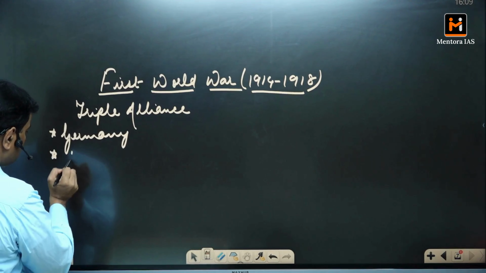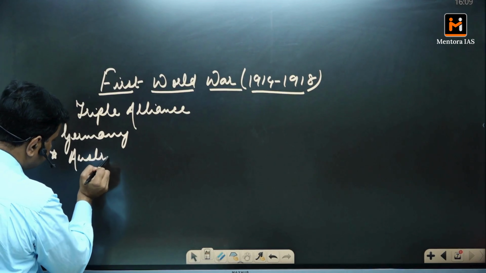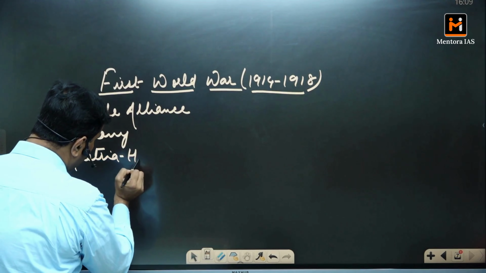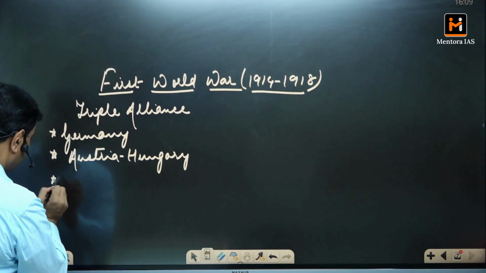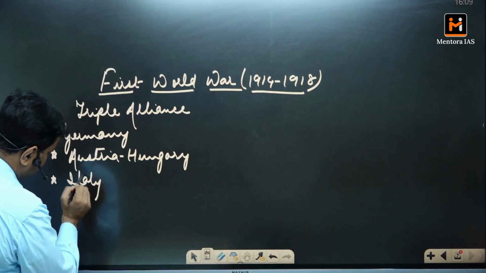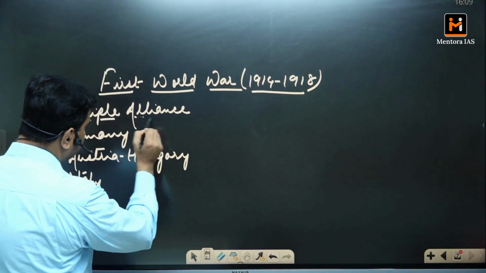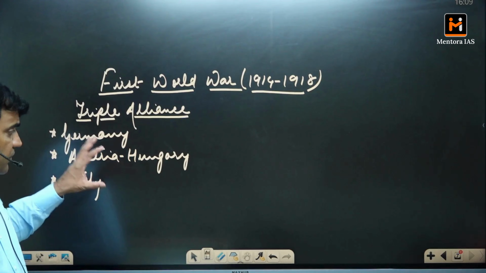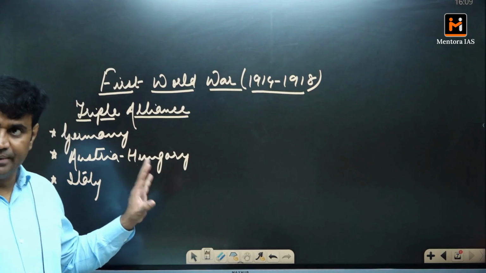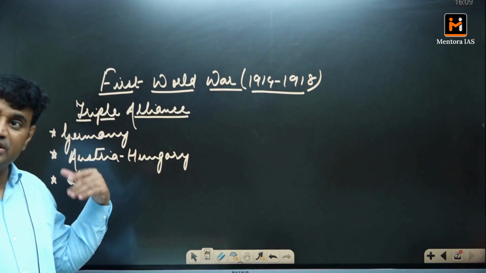The second country was Austria-Hungary, and the third country was Italy. So the three countries coming under the Triple Alliance were Germany, Austria-Hungary, and Italy, and it was a pure military alliance. But at the same time, it was also a defensive military alliance.